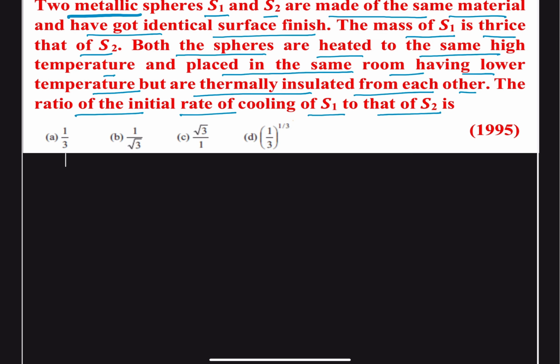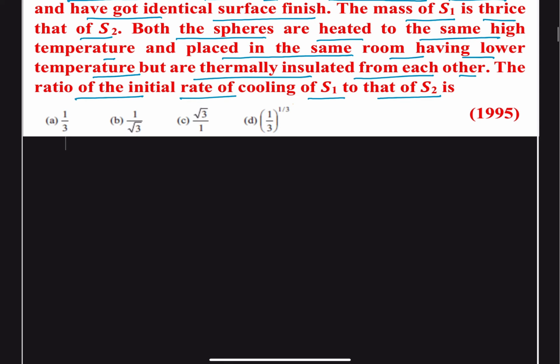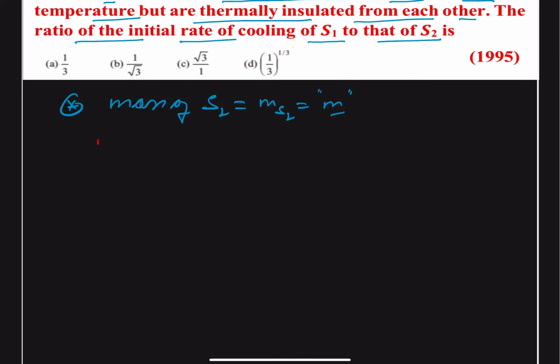So we say the mass of S2 is, suppose, given as m. Mass of S2, let us suppose, is ms2, and we have taken it as m. Therefore the mass of S1, which we take as ms1, will be equal to 3 times m.